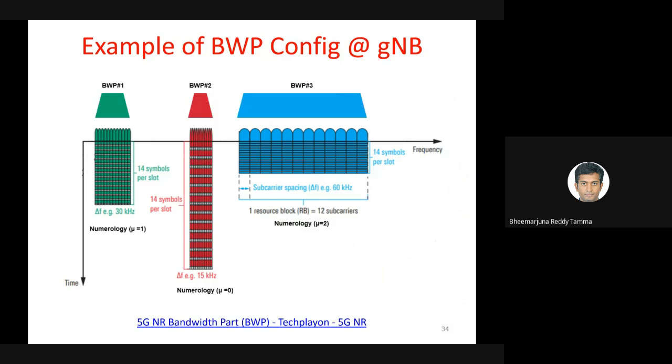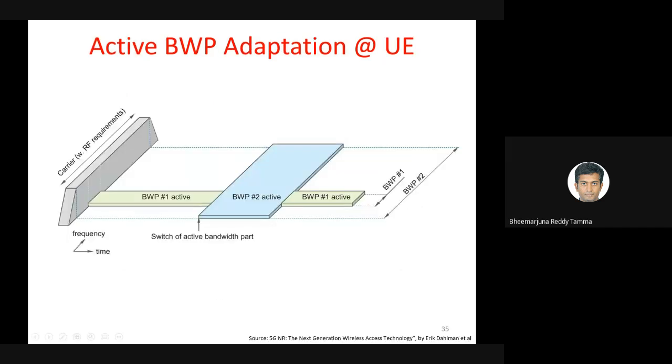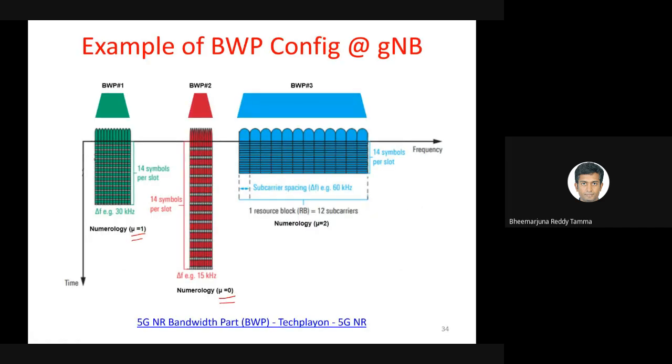So let me show you the example of bandwidth part in the context of mixed numerologies. Look at the illustration. It is again a time-frequency axis where you can clearly see we have three different bandwidth parts. The first one is with numerology 1, the second one is with numerology 0, and the third bandwidth part is configured with numerology 2. Look at the base station point of view. At the base station, all these bandwidth parts are configured and the base station is able to serve the respective users using these three bandwidth parts simultaneously.